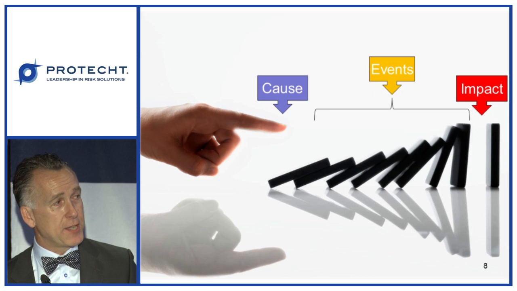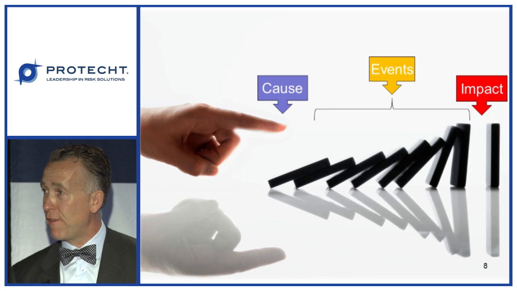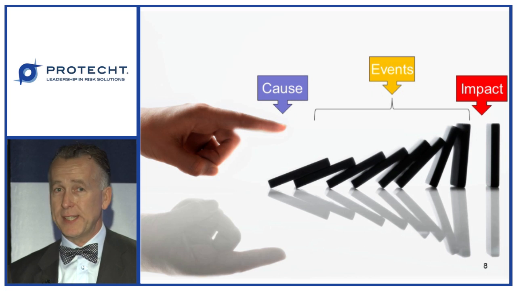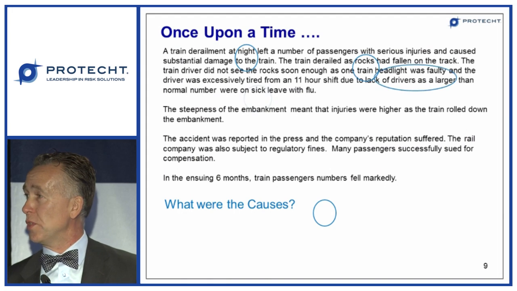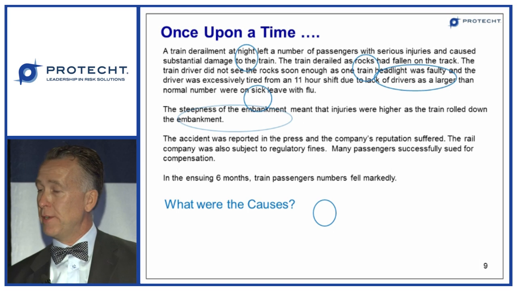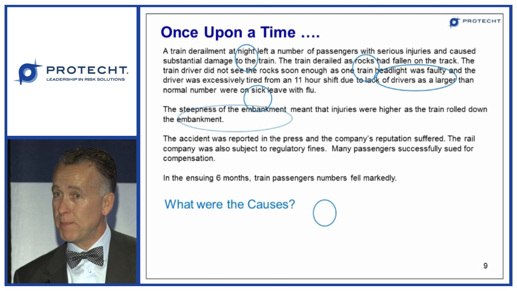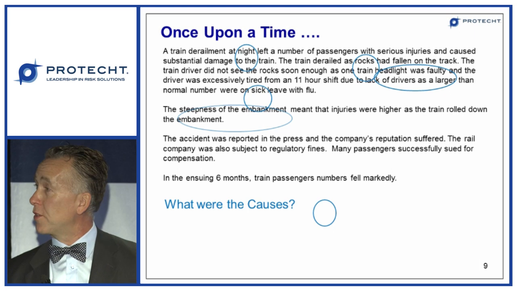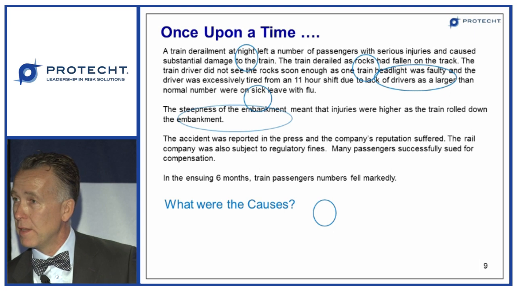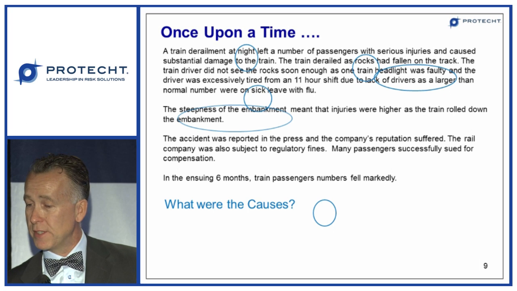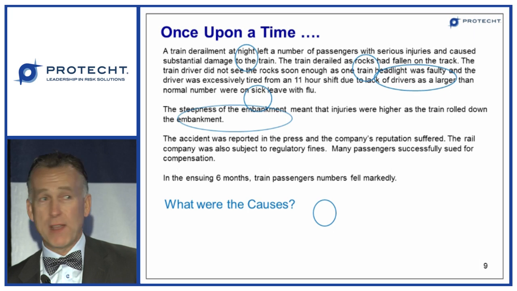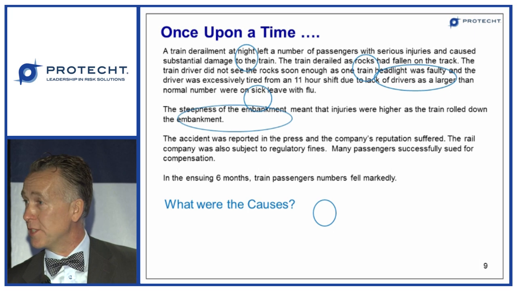So what I want to do now is go back to that story and see if we can identify what the various causes, events, and impacts are. Number one, what were the causes? I would suggest to you it was night, which made visibility harder, rocks that fell out of the cliff, a headlight that was faulty, sickness of train drivers, and steepness of the embankment. There are 5 causes there which then come together to cause a disaster.